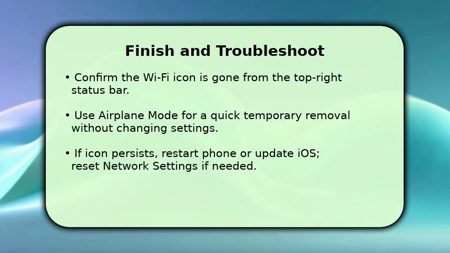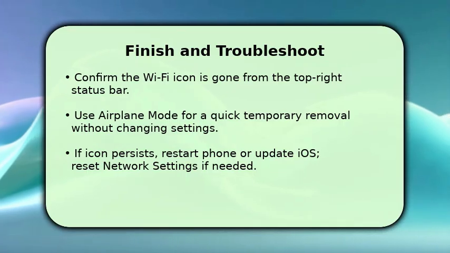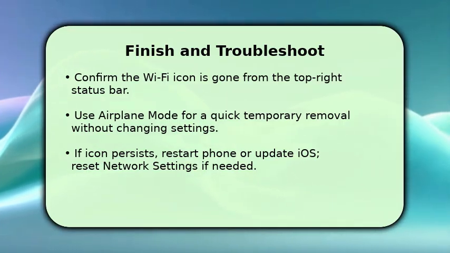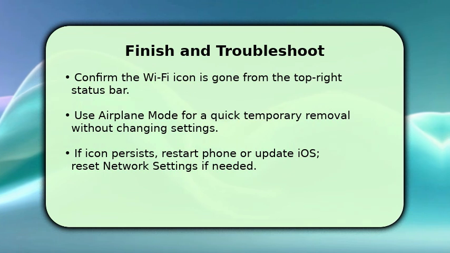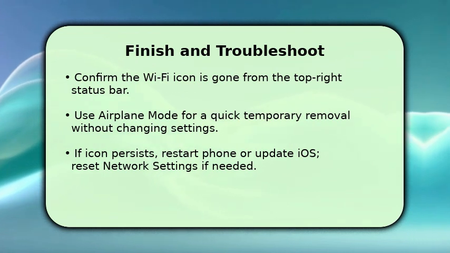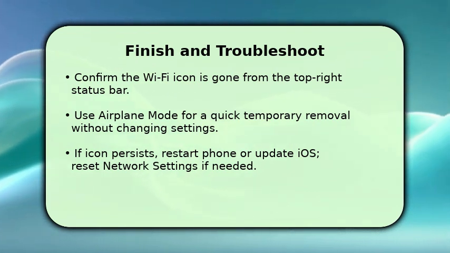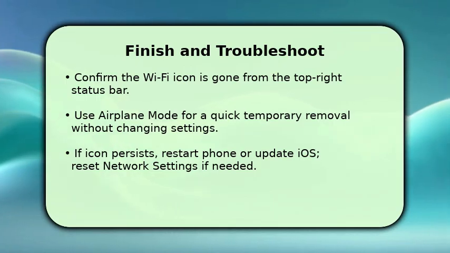To finish, verify the Wi-Fi symbol is gone from the status bar. If you only needed a temporary removal, toggle Control Center back when done. If you prefer a quick short-term method, enable airplane mode. It hides Wi-Fi without changing saved networks.